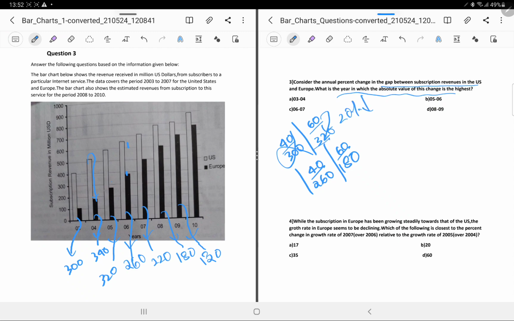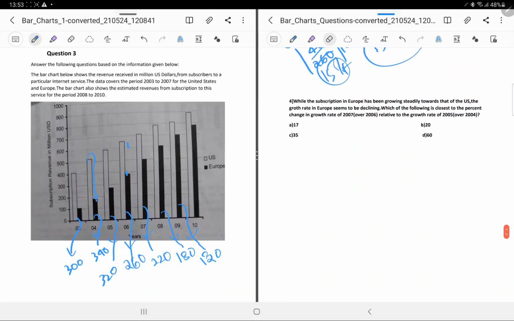20% less, because 10% is 32, 20% would be 64, 20% less. If you see this 20%, so this is also somewhere round about 50%. But if you see this is 1 by 3 and this is nothing but 33.33%. So obviously the answer is 08-09. You just had to basically get that what they are actually asking.